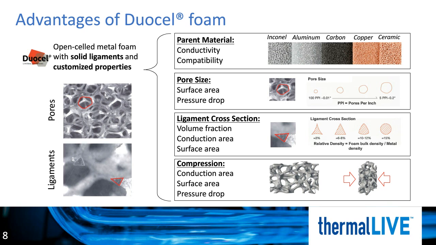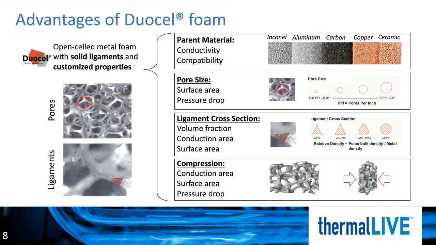Then, the pore size and ligament cross-section can be independently controlled to fine-tune the desired surface area, pressure drop, and metal volume fraction. Pore size is typically described by the number of pores per inch, or PPI. For pore size, I like to think of them as soccer balls. A higher PPI, for example, 40 PPI, means more and smaller soccer balls. A lower PPI, like 5 PPI, means fewer, larger soccer balls in a given volume.